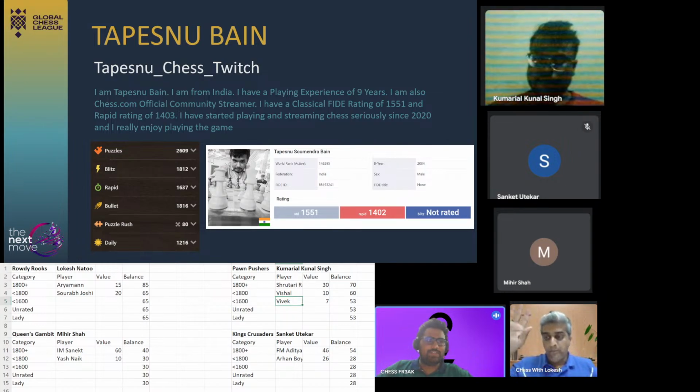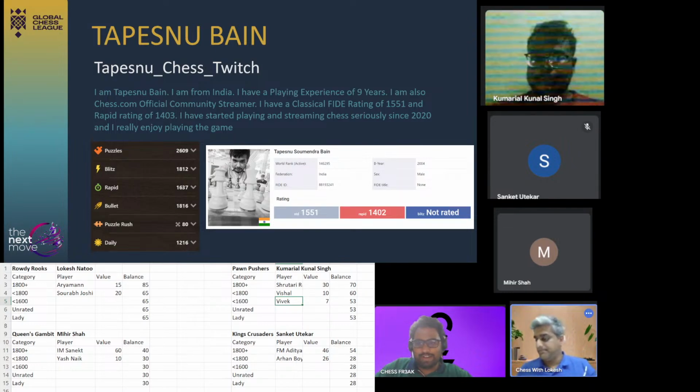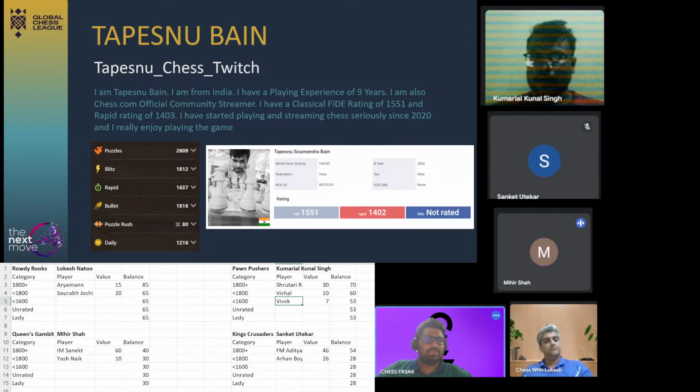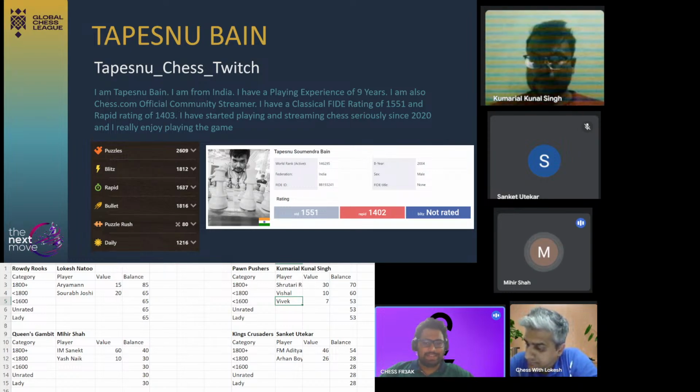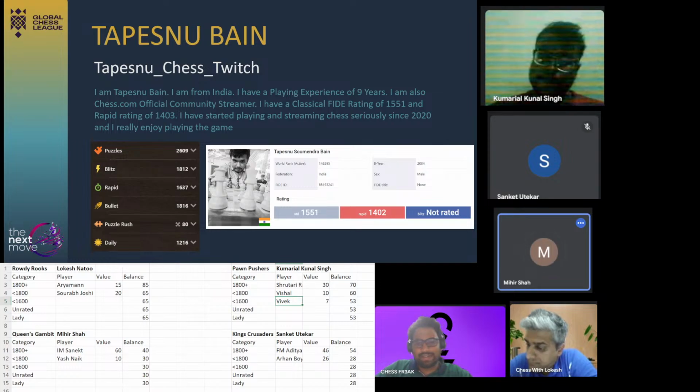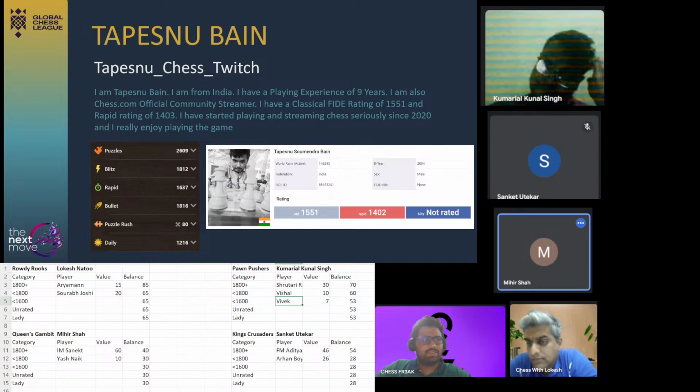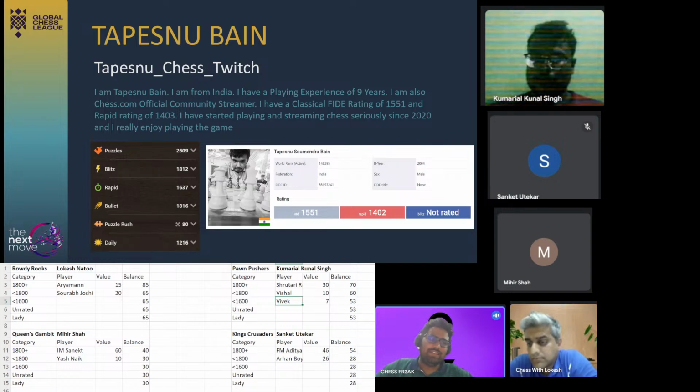Do we see any bids for Tapesnu? Lokesh Natu, 17 points, Rowdy Rooks, 18, 19 points. Now the auction is speeding up, guys. 20 points, Tapesnu Bain, Queen's Gambit. 21 points, Lokesh doesn't want to leave Tapesnu. 22 points. Are you checking the balance? Yes, I am checking the balance and he is within the limit as of now.